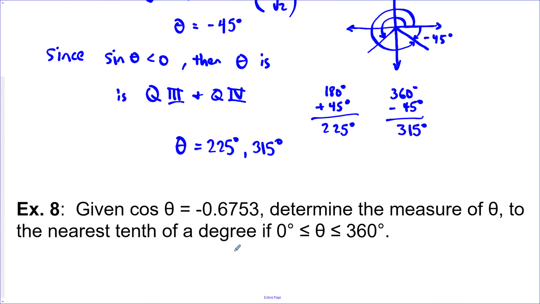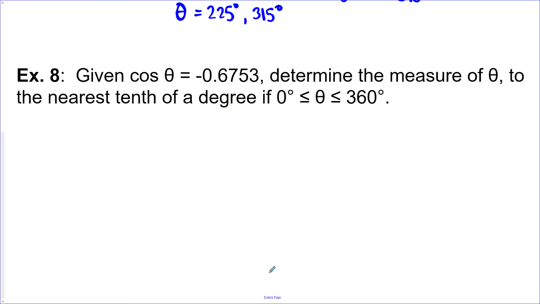In the next question, we've got that cos theta is equal to negative 0.6753. We want to find theta here to the nearest tenth of a degree if it's in between 0 and 360 degrees. Now this time it's a decimal here, so we will not be finding this one on our unit circle if you were doing the questions that way. But this isn't a problem.